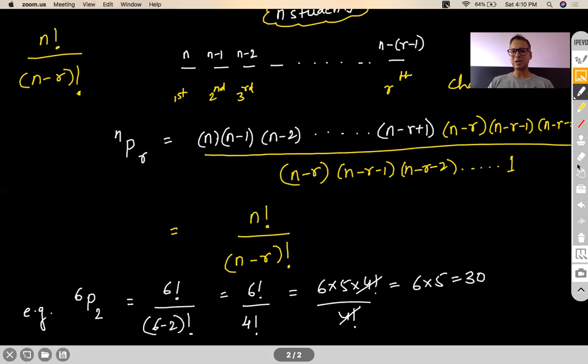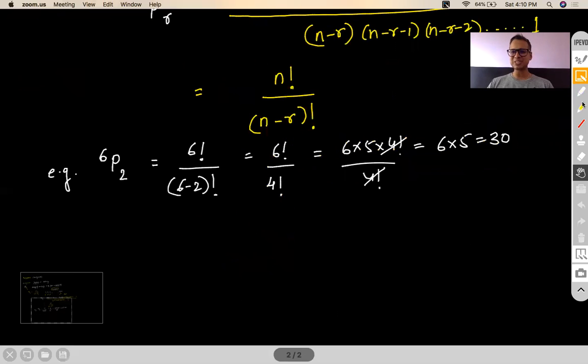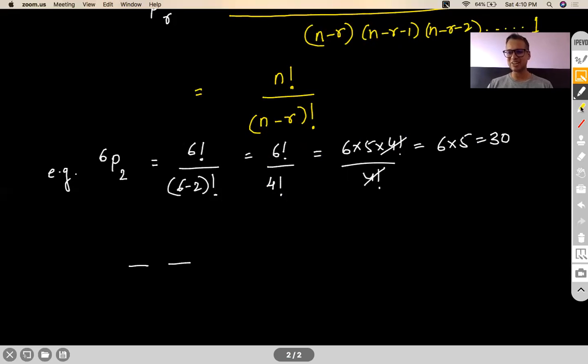Okay. Now, if you do this question from the fundamental principle of counting, it is like there are 6 students and you want to arrange 2 of them on this chair, on these 2 chairs, right?